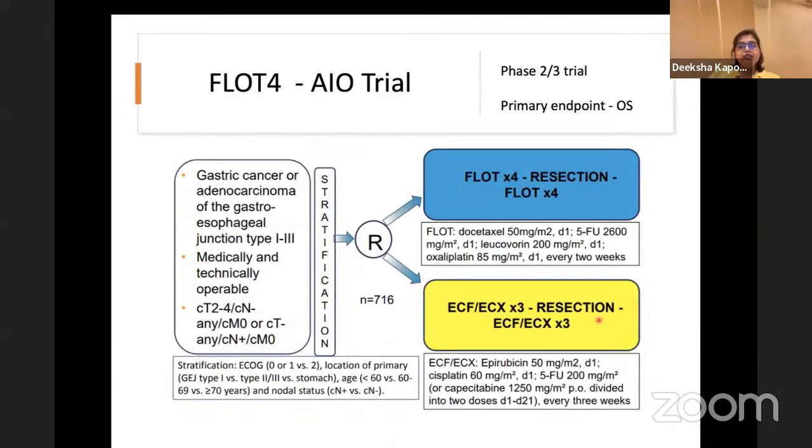The FLOT4 is the next trial, which has actually changed the entire paradigm of managing CA stomach. The phase 2, phase 3 trial was reported in Lancet 2019, the primary outcome of which was overall survival. This is also a triple agent regimen, which requires 4 cycles of FLOT before surgery, given at 2-week interval each, followed by 4 cycles of FLOT, again at 2-week interval each after the surgery, versus the ECF 3 cycles on either side of the surgery.